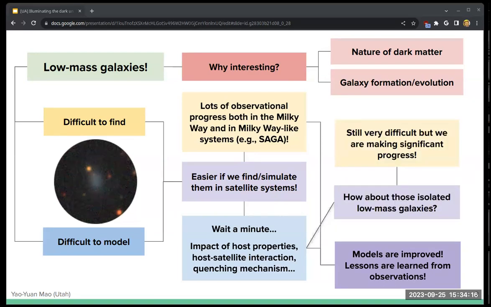Now you might say, why don't we just study field or isolated low mass galaxies instead? That is obviously a little easier to model because they're isolated, but observationally there are a lot of difficulties. Near the end of the talk, I will tell you about some of the progress we have been making in finding low mass galaxies that are isolated.